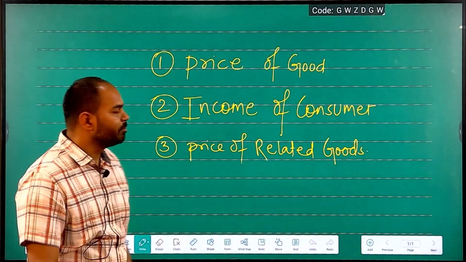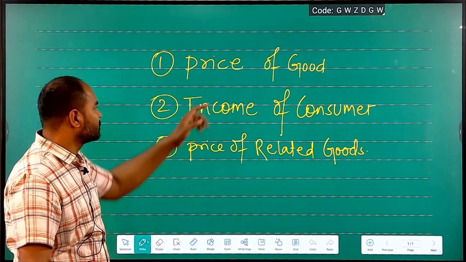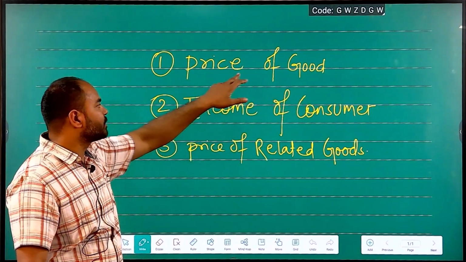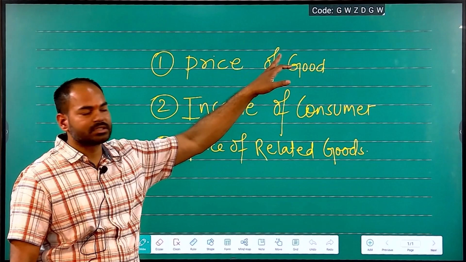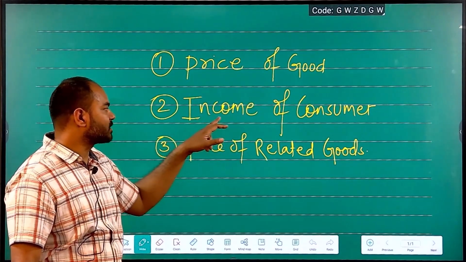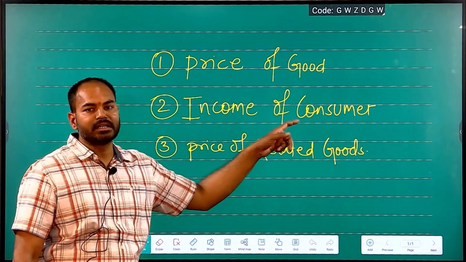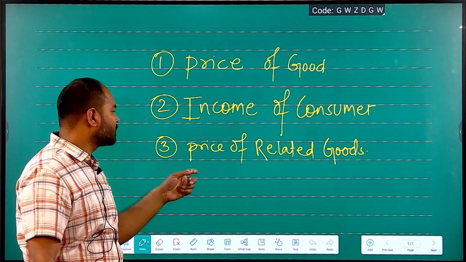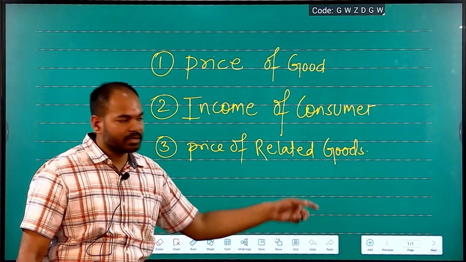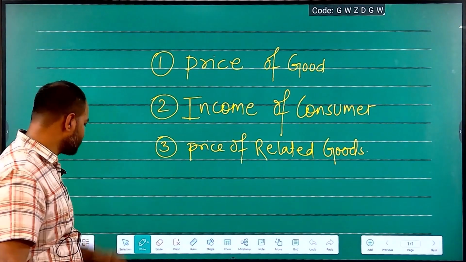There are mainly three determinants of demand. The first one is the price of the good: if the price changes, demand for the good changes. The second important determinant is the income of a consumer: if income increases, demand increases. And the third important factor is the price of related goods. We are going to understand elasticity with the help of these three determinants.